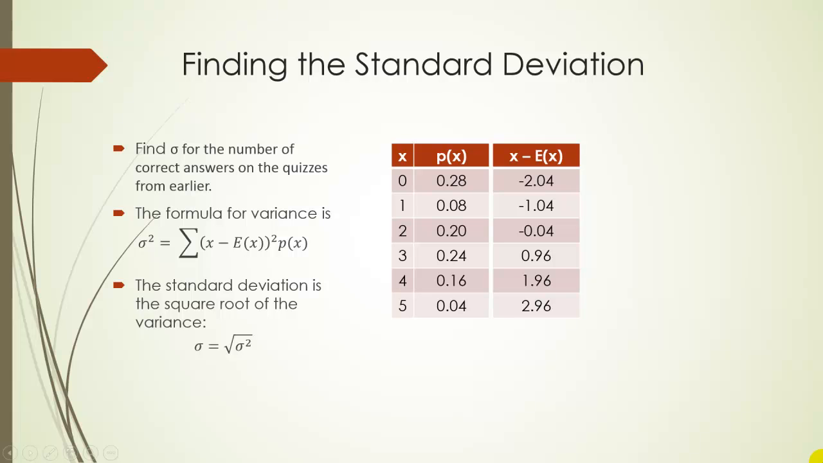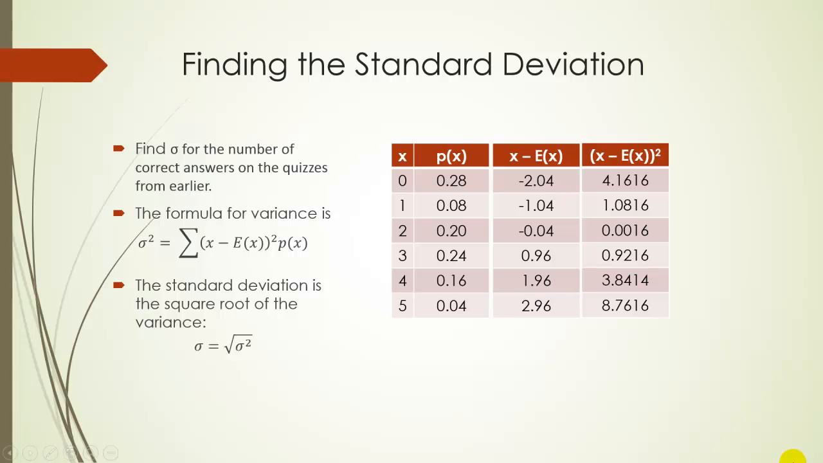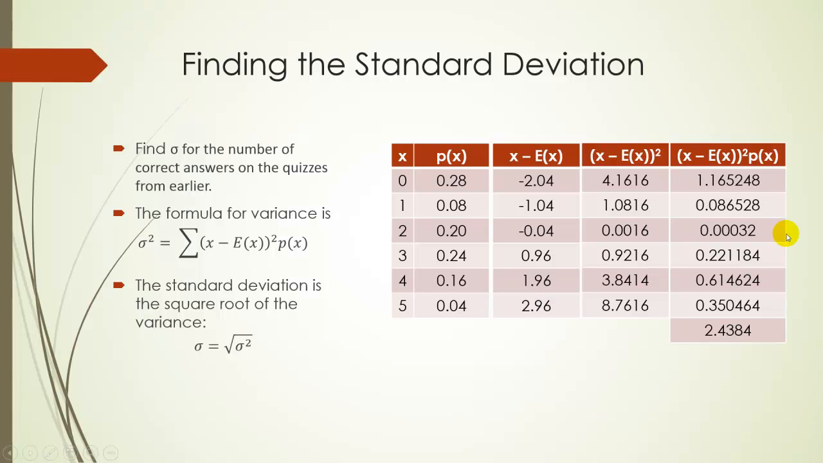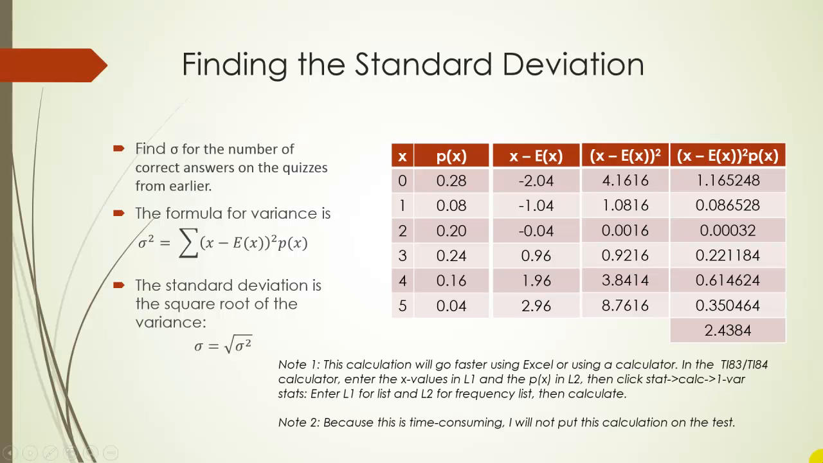After that, we have to square each of them. So let's square each of those values. And keep in mind when you're squaring a number, you're going to wind up with a positive number. So all these should be positive. Then we have to multiply them by their probabilities. So there you go, and then add them all up. This number at the bottom is going to be the variance. So the 2.4384 is our variance. And then we square root the variance and we get 1.6.